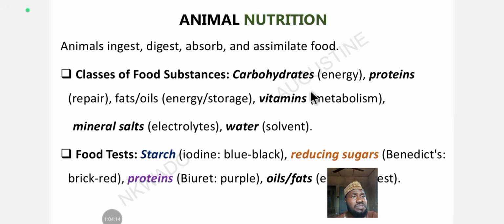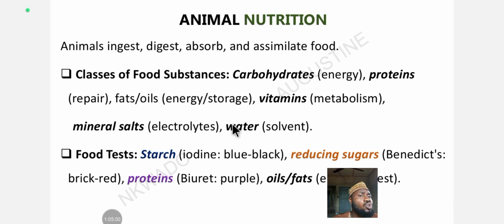Next we have vitamin. Vitamin aids metabolism, that's the conversion of molecules to form other molecules. That's the function of vitamin. Vitamin also helps in the repair of body tissue, and also helps in development of body tissues. Vitamin is also the building block of so many body parts, including the teeth and the bones. So vitamin plays a key role in those parts.